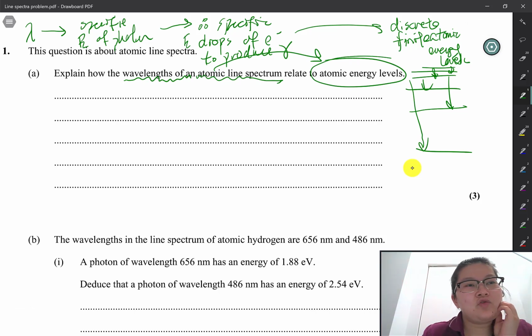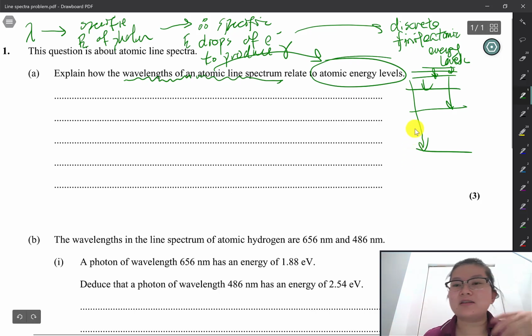Usually we like to explain it in the direct manner, but if you want to think of it the other way to help you think through this process, imagine that there aren't discrete energy levels. Imagine there are infinite amounts of energy levels.